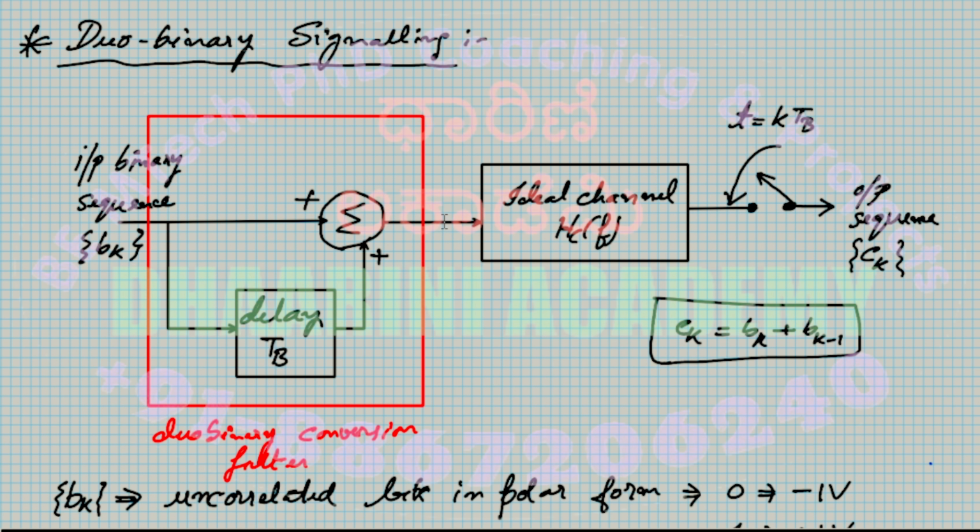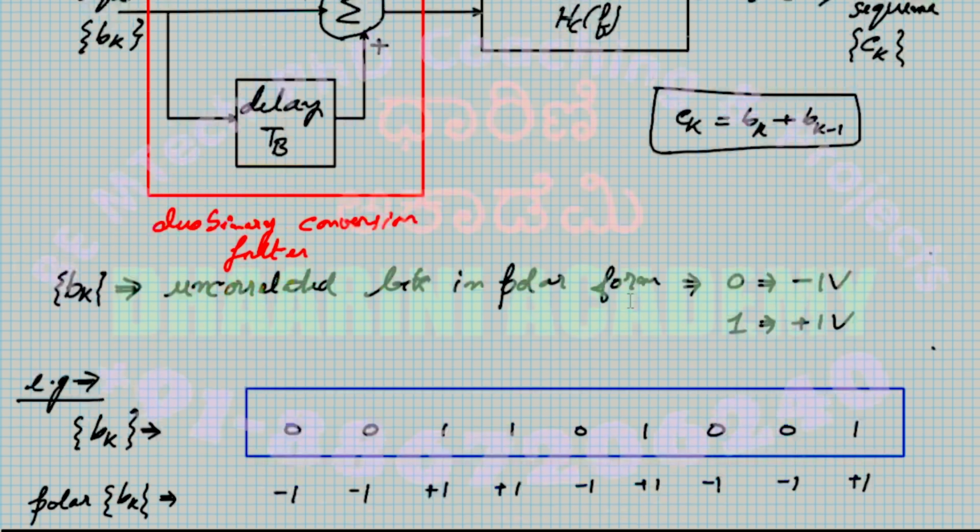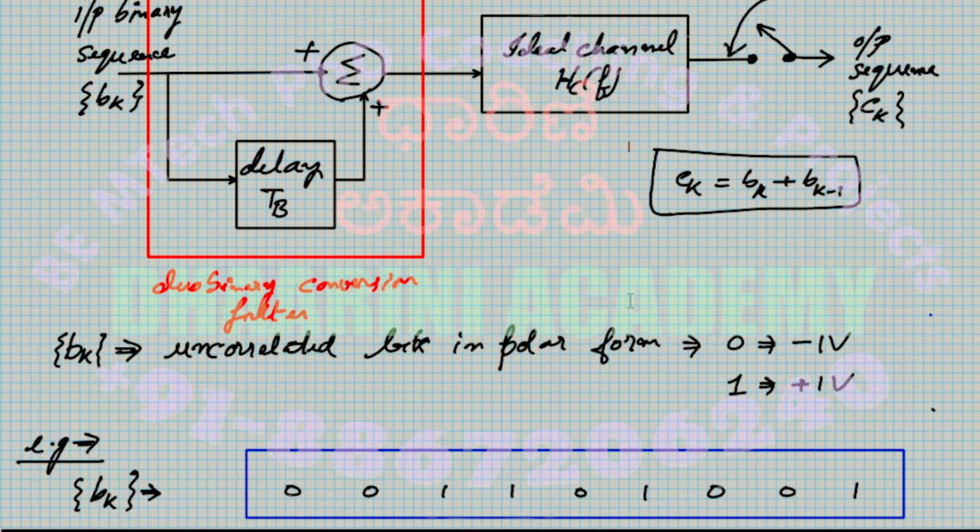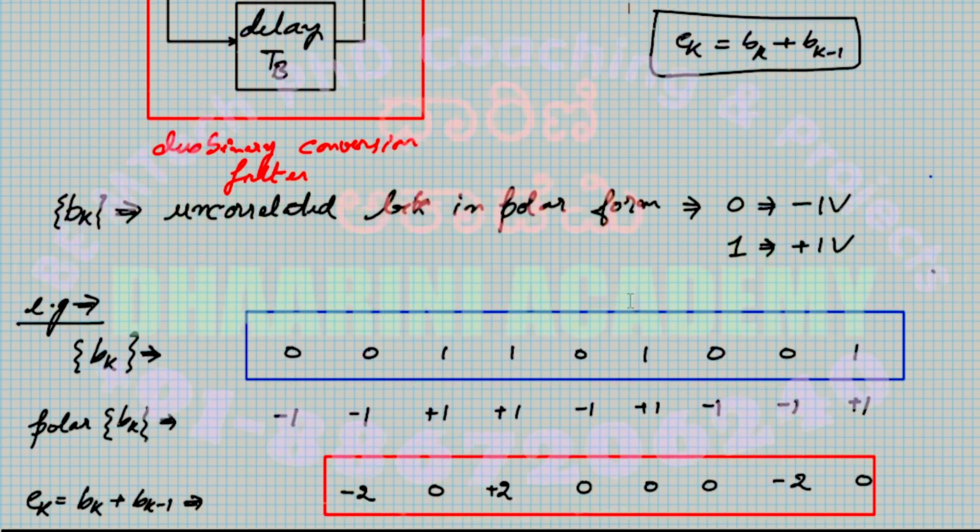I just have to write an equation just before the ideal channel to get the sequence. That itself is the CK. Whatever CK you get at the output of this summer block is passed to the output. So you can see the output equation can be written in this fashion: CK is equal to BK plus BK minus 1, where BK is the current bit and BK minus 1 is one symbol previous to this. So this whole concept is called the duobinary signal.